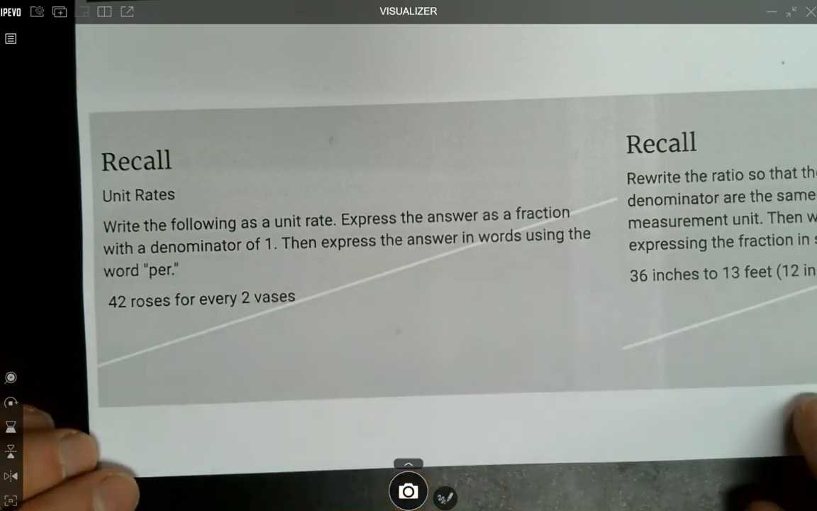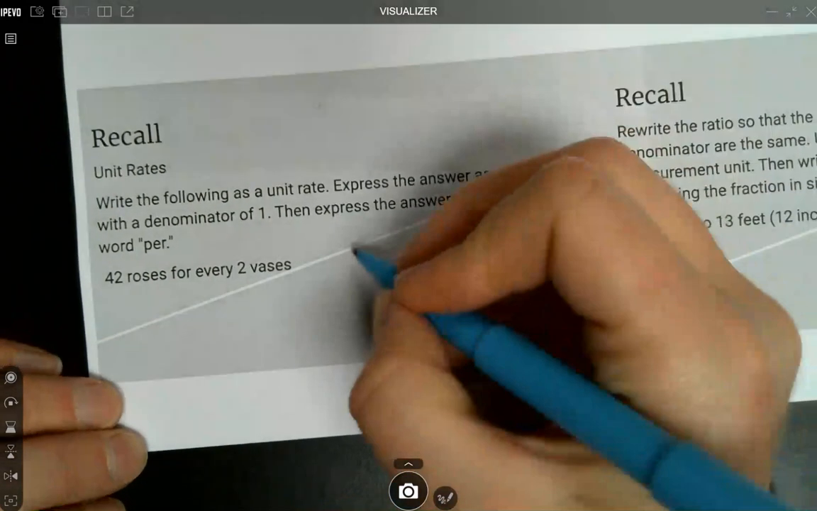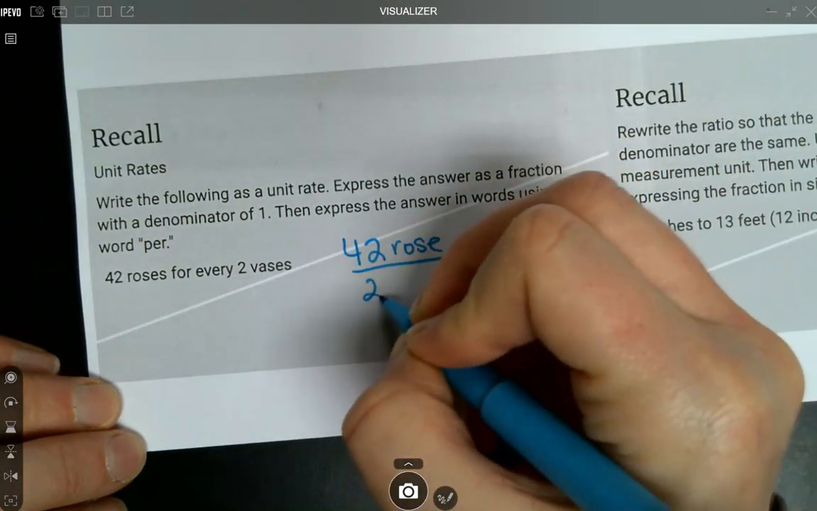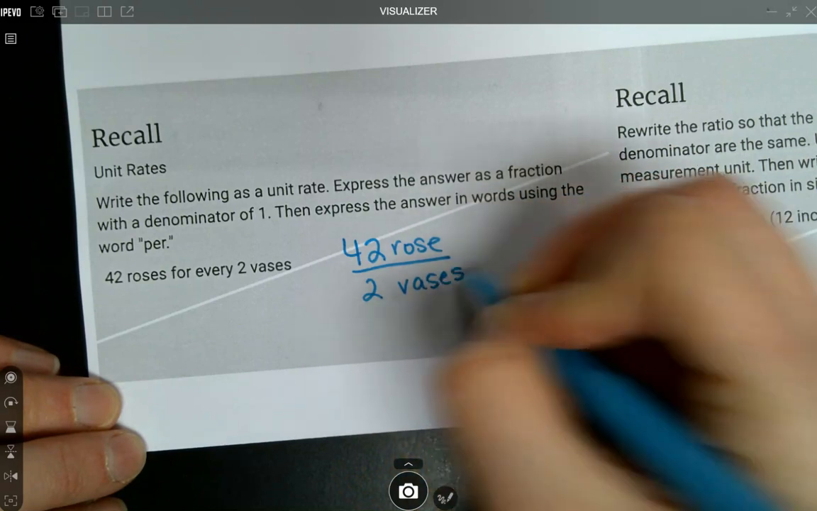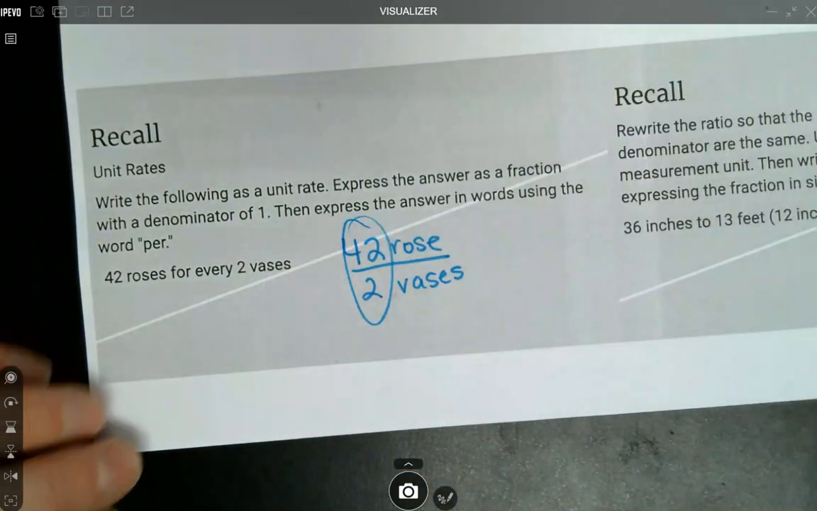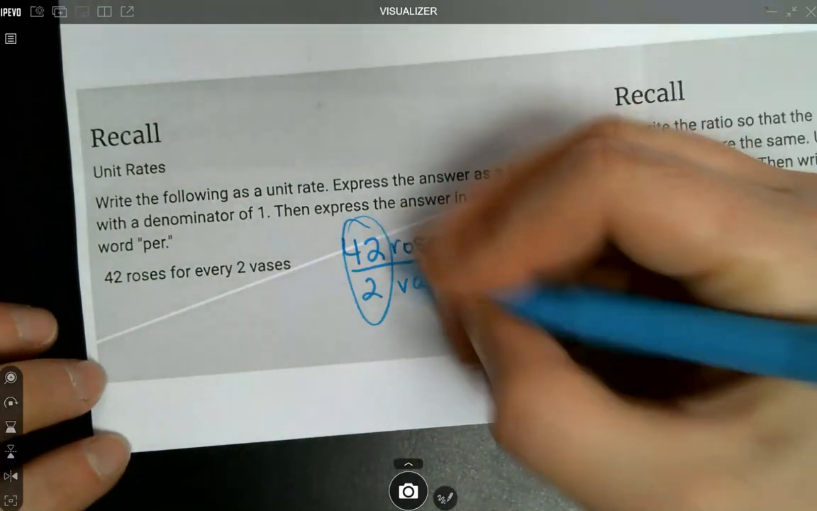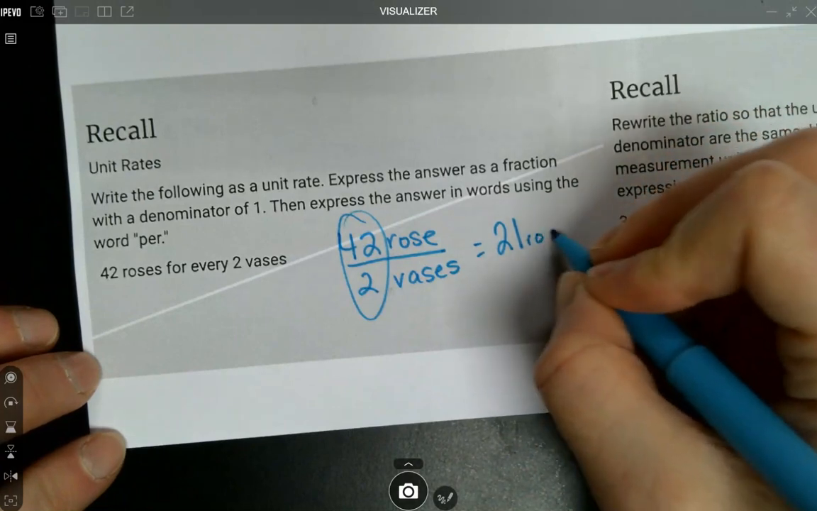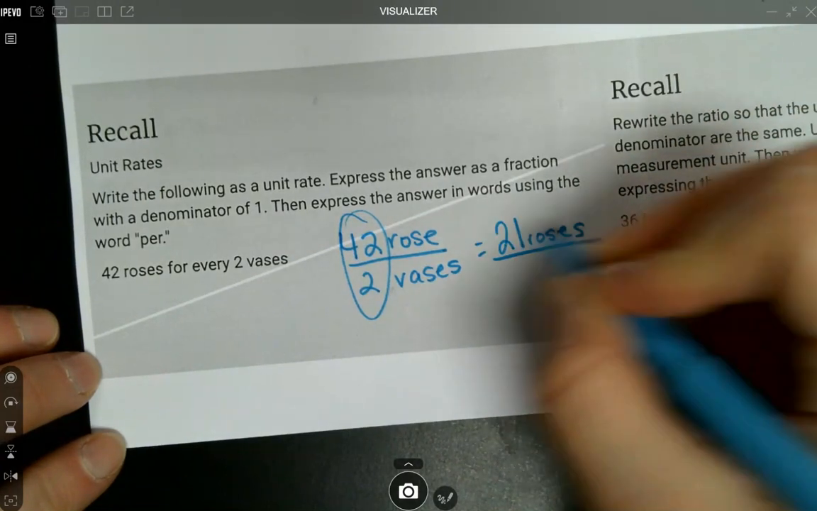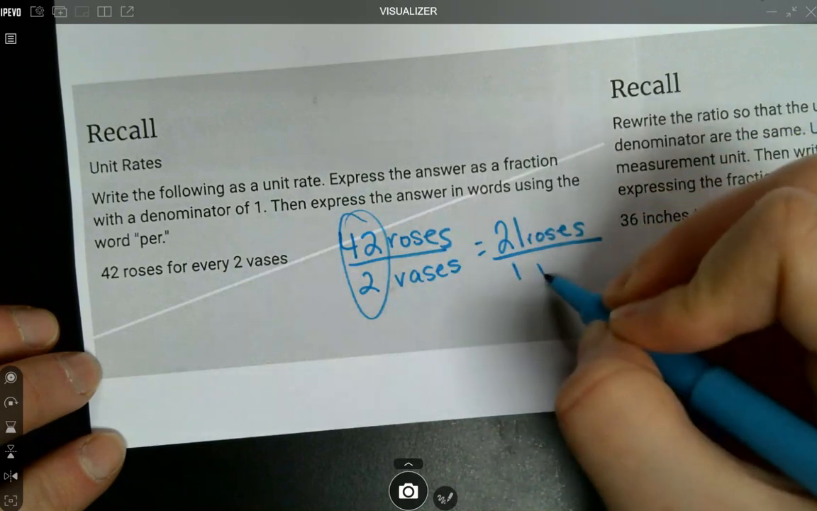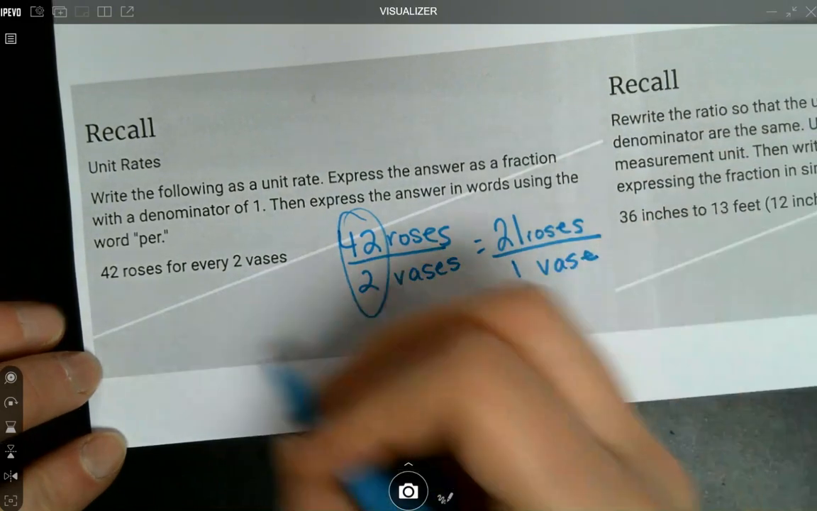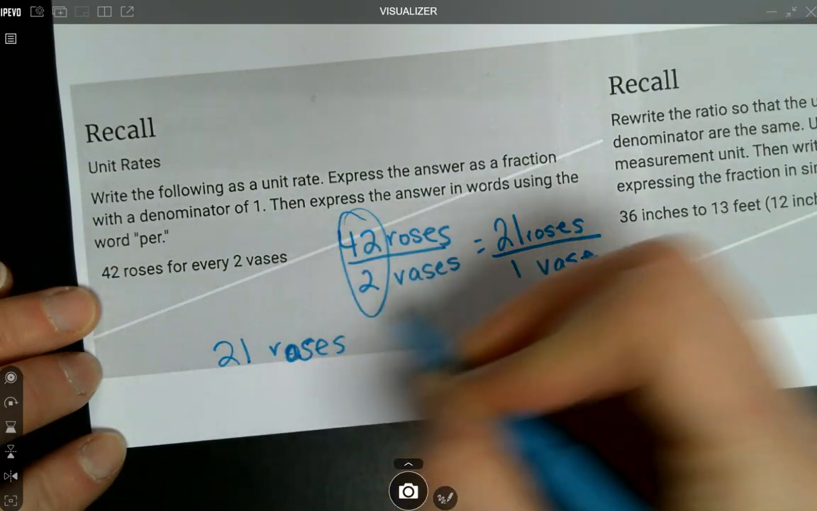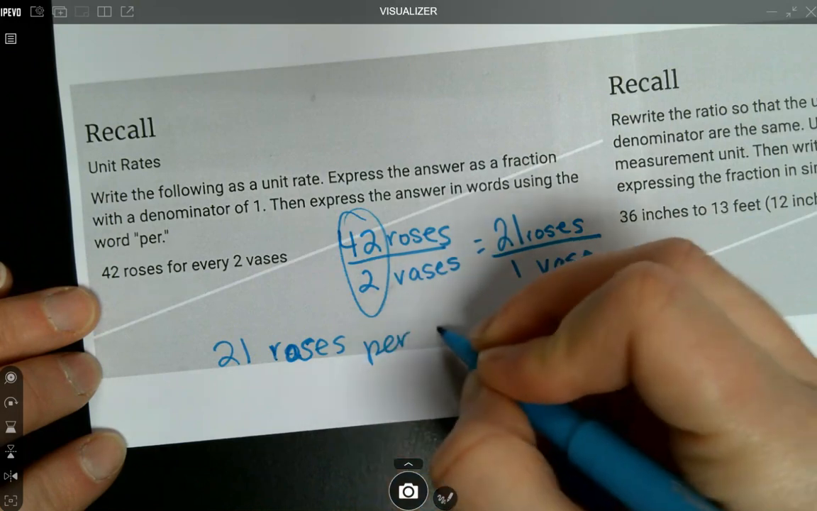So if we have 42 roses for every 2 vases, then we could write it like this: 42 roses over 2 vases. And you can simplify this down by dividing. 42 divided by 2 is 21. So it's 21 roses over 1 vase. So if it's per 1, you'd say 21 roses per vase.